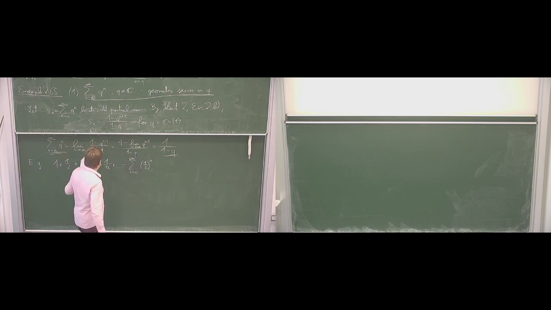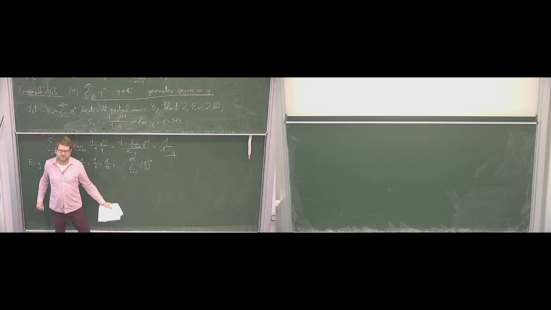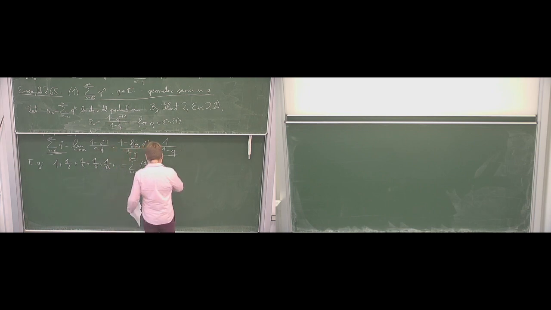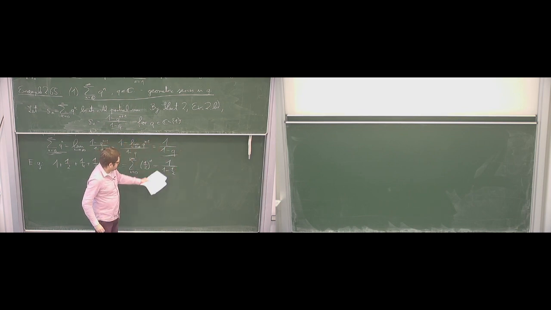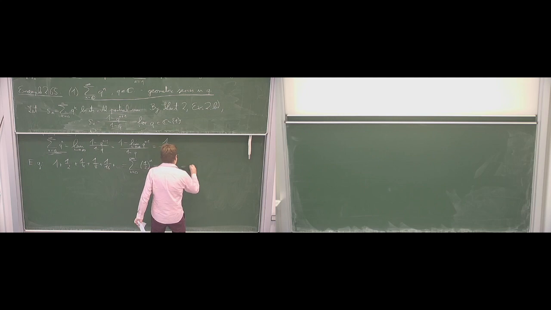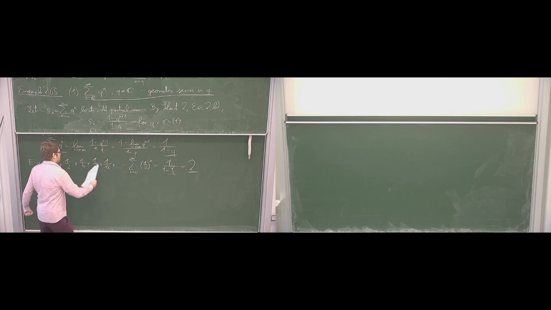But by this formula here, the absolute value of 1/2 is, of course, smaller than 1, which means that this is 1 divided by 1 minus 1/2. So this is 1 divided by 1/2, which just gives 2. So the whole sum of these powers of 1 over 2 simply gives 2 in the end. Right? That's a nice little formula.